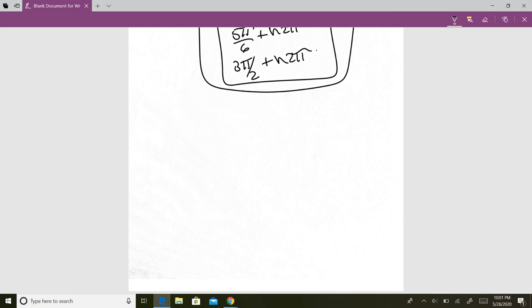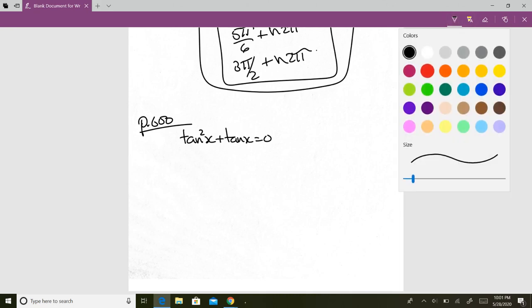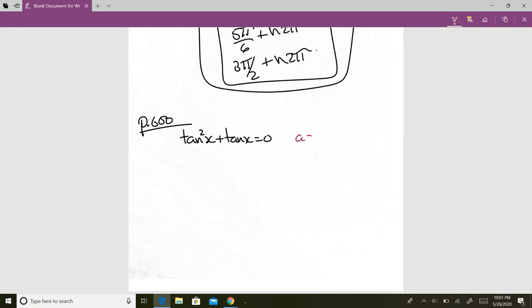So same page, bottom of the page 600, we'll do a tan graph. So we have tan squared of x plus tan of x is equal to 0. Again, if you want to get rid of the trig functions, you can do a substitution. A is equal to tan of x, so this turns into a squared plus a equal to 0. To solve that, you factor out an a, and I get a times a plus 1 equals 0.